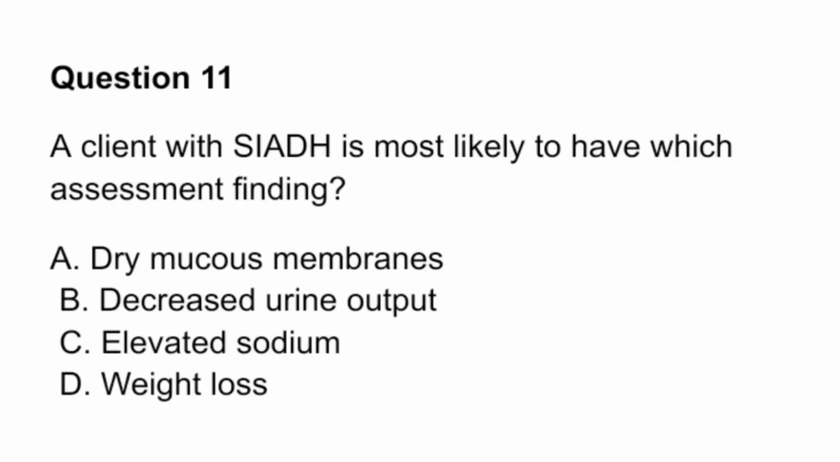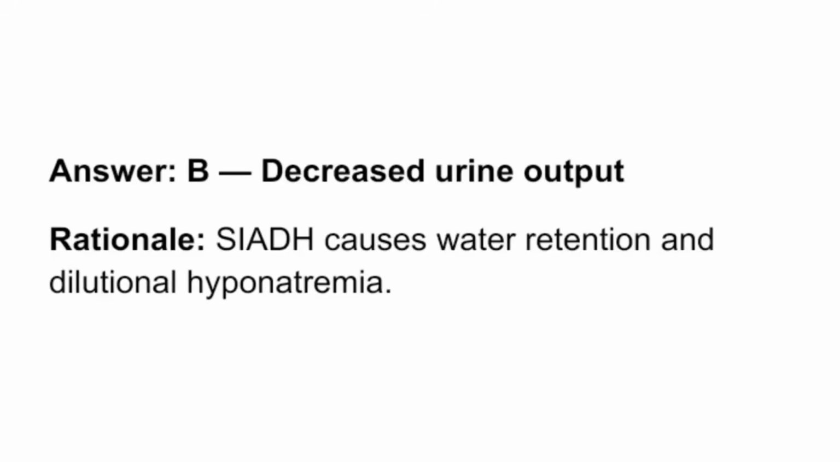Question 11. A client with SIADH is most likely to have which assessment finding? A. Dry mucous membranes. B. Decreased urine output. C. Elevated sodium. D. Weight loss. Answer: B. Decreased urine output. Rationale: SIADH causes water retention and dilutional hyponatremia.